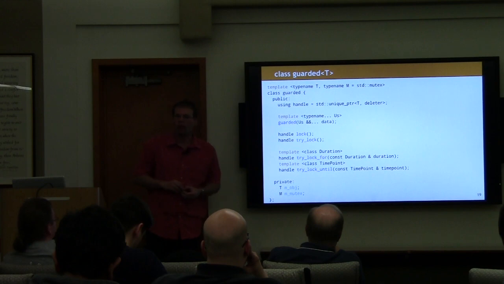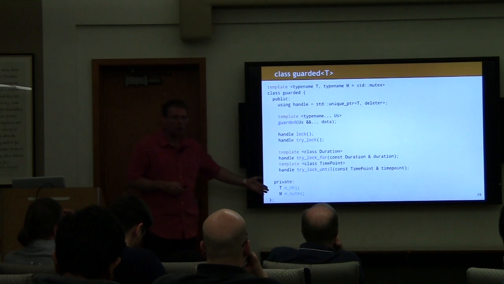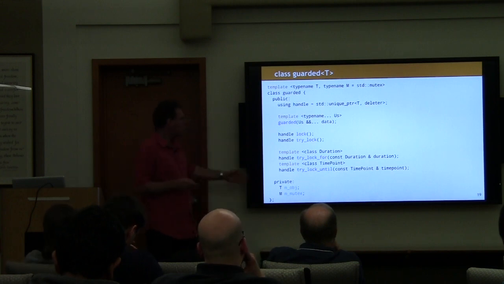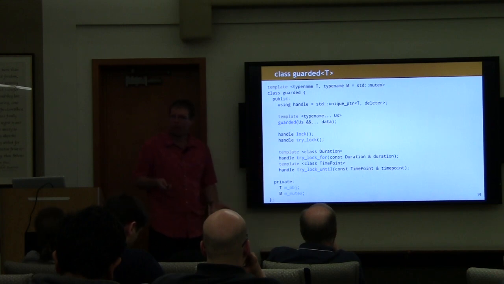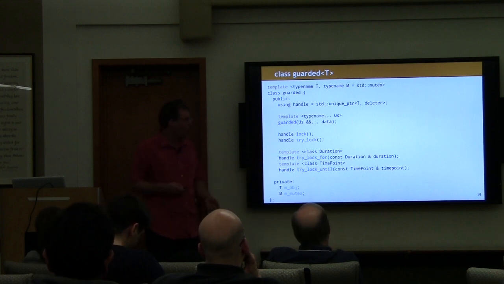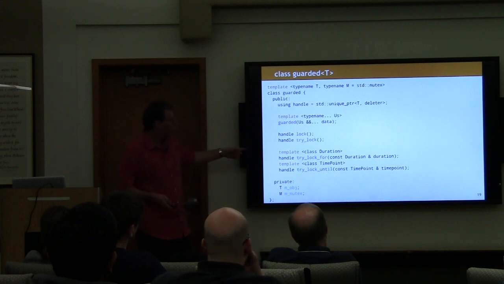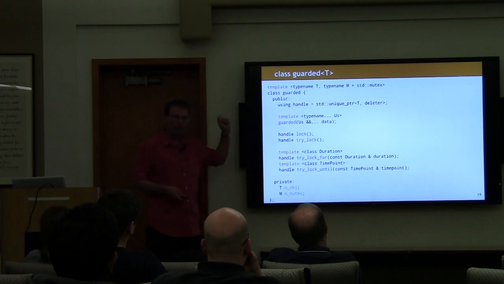So let's create a guarded variable instead of a mutex. So as far as data goes, this is just an object and a mutex tied together. That's all it is. What's important is that it has the same lock, try lock, lock for behavior as a standard mutex does. It's a thing you can lock. But when you lock it, what do you get back? Well, in a standard mutex, you get back a void, which tells you nothing. In a guarded of T, you get back a handle, which is the only way you can access the data that is protected by that mutex.